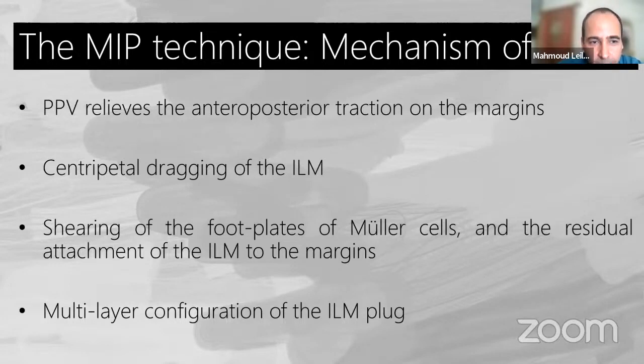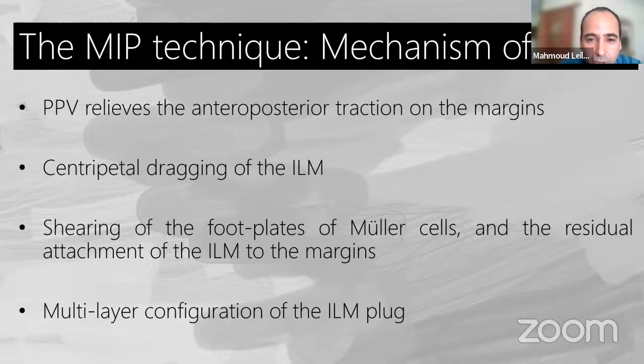And again, during the process of peeling of the ILM, the shearing of the full place of the Müller cells and the remnants of the ILM attached to the margin of the hole help induce the glial proliferation process in order to fill the hole.